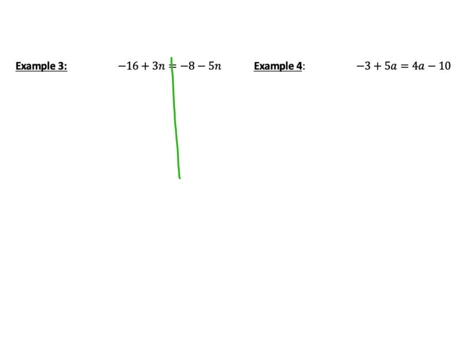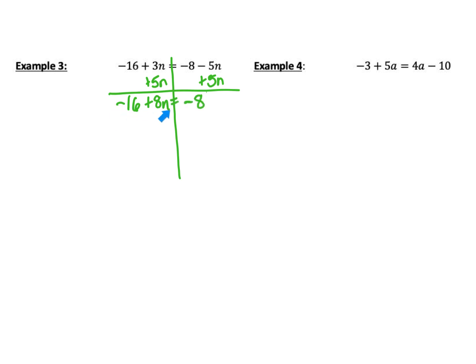All right, so again, I like to move my variables to the left-hand side, so I'm going to add 5n to both sides. I'm going to have negative 16. 3n plus 5n is 8n. Then I have negative 8.